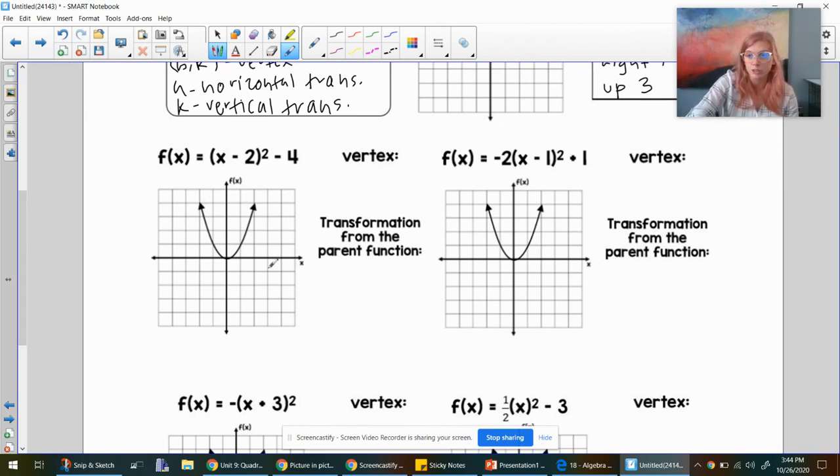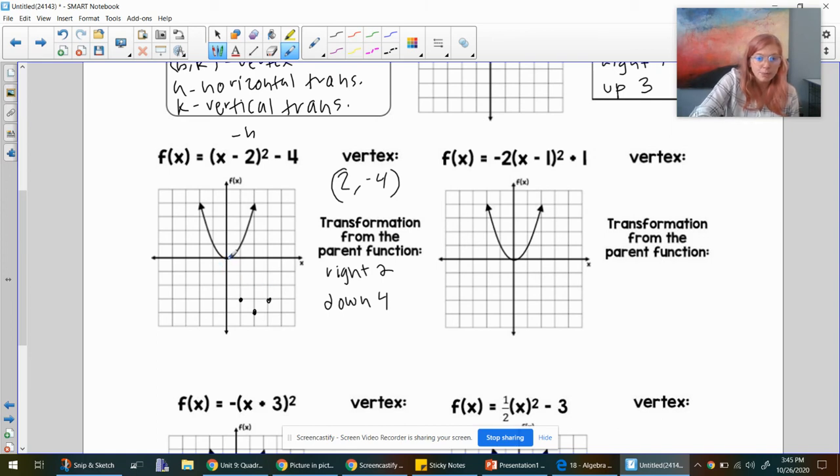This is the parent function already drawn. So here the vertex is positive 2, negative 4, because remember, this is minus h, so we have to undo that minus sign, making this a positive 2. So 2, negative 4. My transformations are going to be right 2, down 4. So I'm going to take this function and I'm going to go right 2, down 4. And I'm going to go ahead and place the rest of my points.